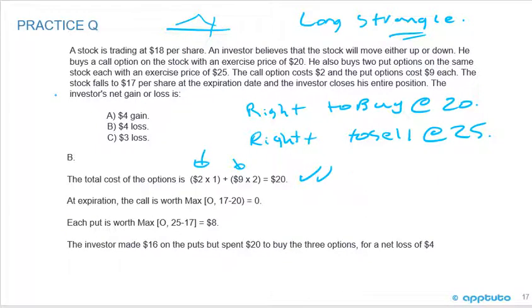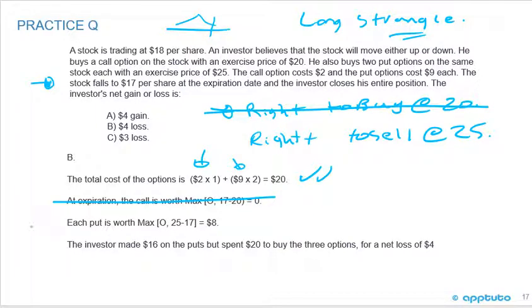Now it says here the stock falls at expiration to $17. So I have the right to buy at 20, but the stock is at 17. So in terms of the call option, it's going to be worthless, correct? Because the price at expiration of the underlying is less than the exercise price. We've seen that many times. So that's zero. Okay, so we know we spent $20.